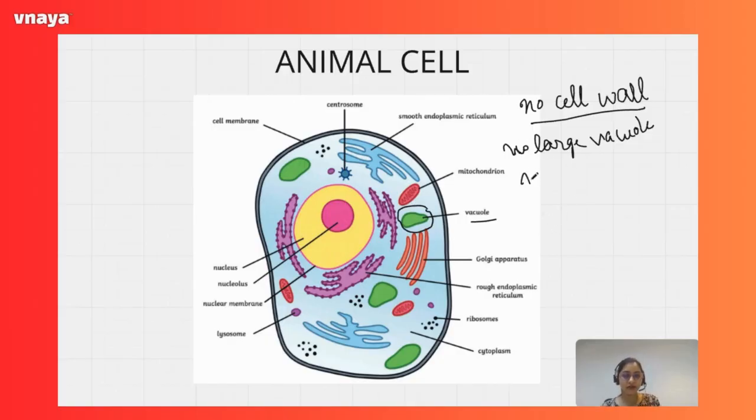And there is no chloroplast. So these were the points of difference between plant and animal cells. Now we'll see some unique features of animal cells.